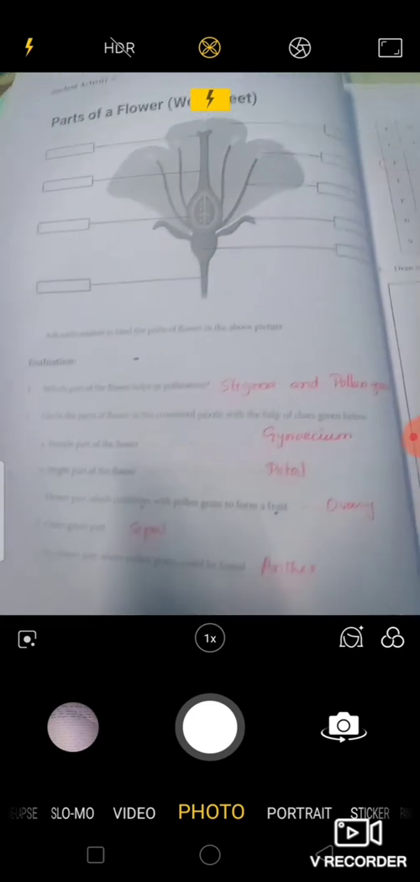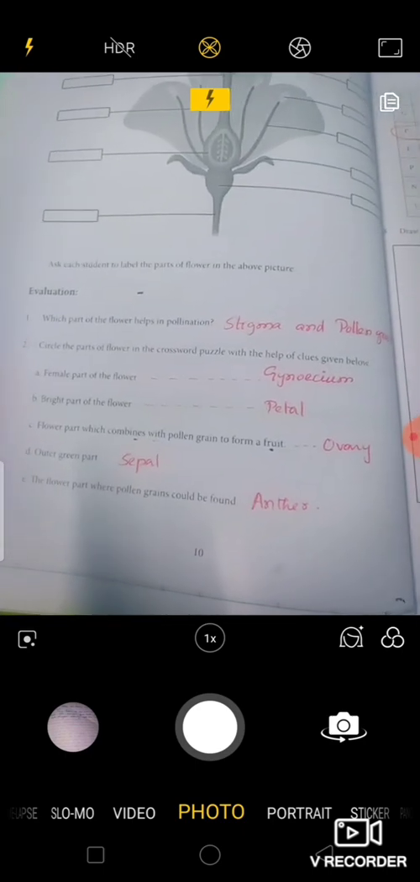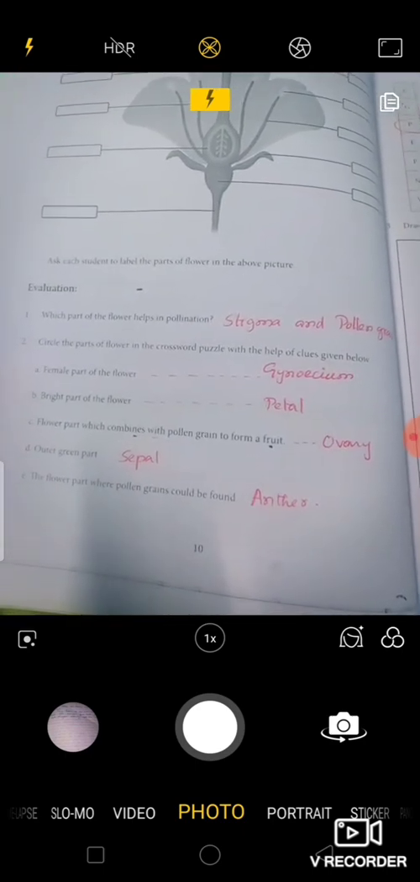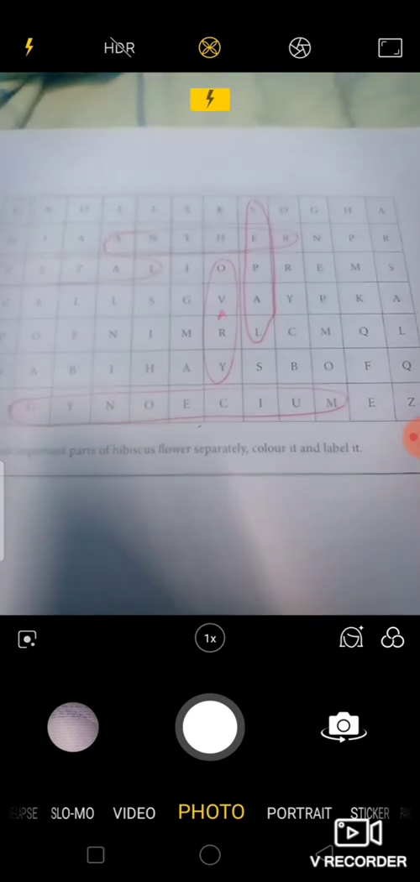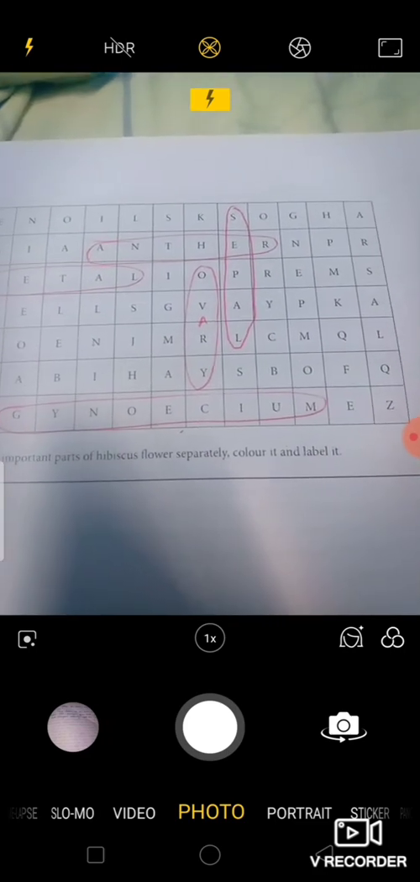So next, in second question, one word questions they have asked. Circle the part of the flower in the crossword puzzle with the help of clues given below. So they have given the crossword puzzle here. The first one is female part of the flower.